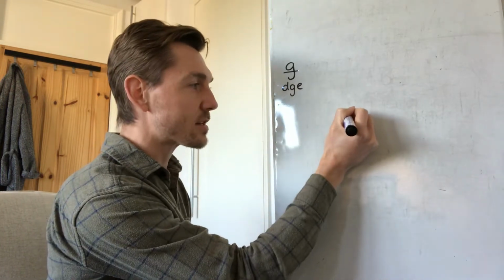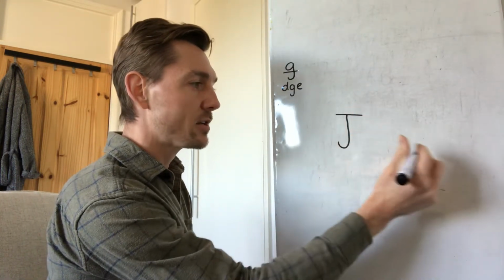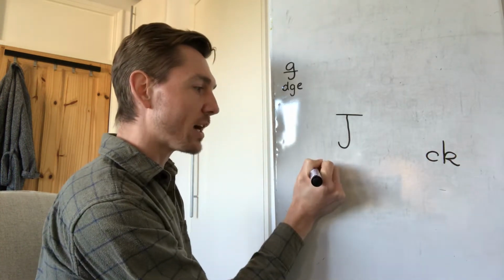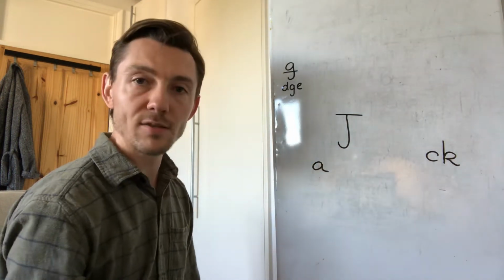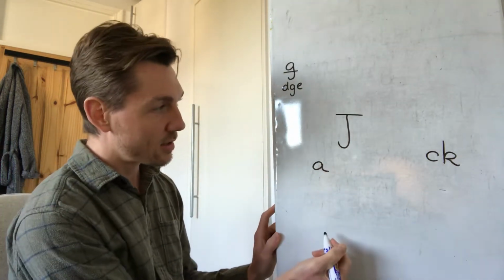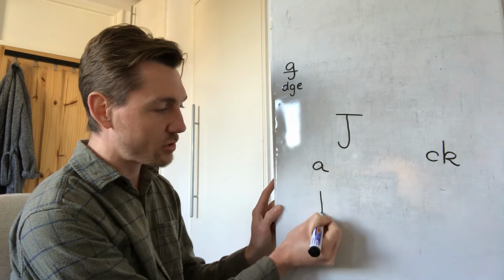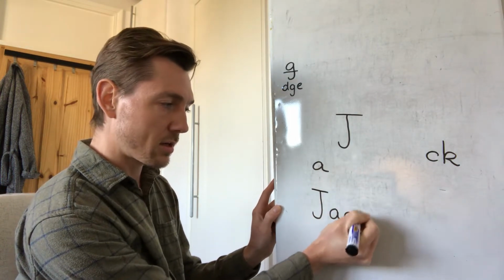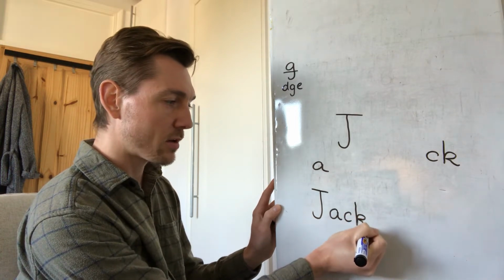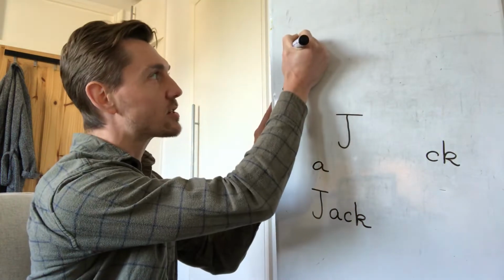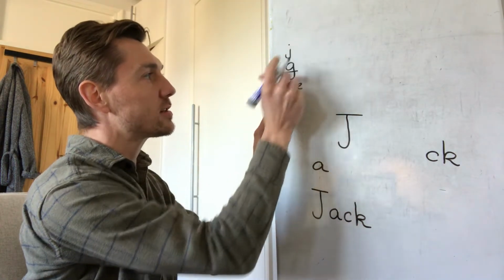Okay, a name this time, so we need a capital J, and the name is Jack. Say the sounds to write Jack, and then say the sounds to read Jack. And we should have J, A, K, Jack. So then we've got that J on its own spelling of the J sound.